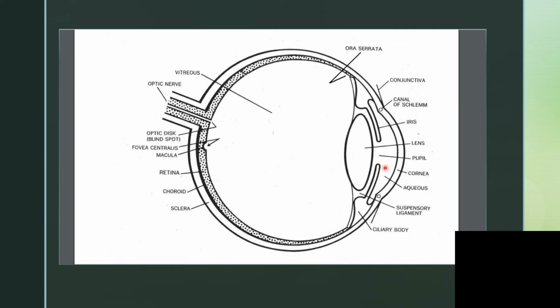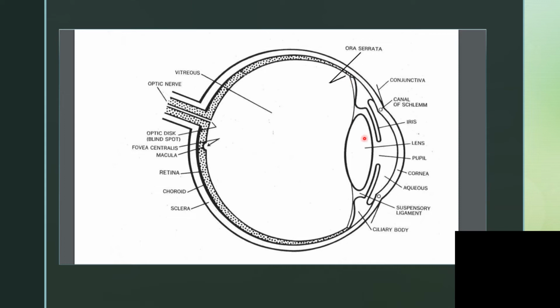Then we have the suspensory ligaments right here. They are long, thin fibers that connect from the lens to the ring of ciliary muscles. It basically supports the lens to keep it in place, almost like a hammock.